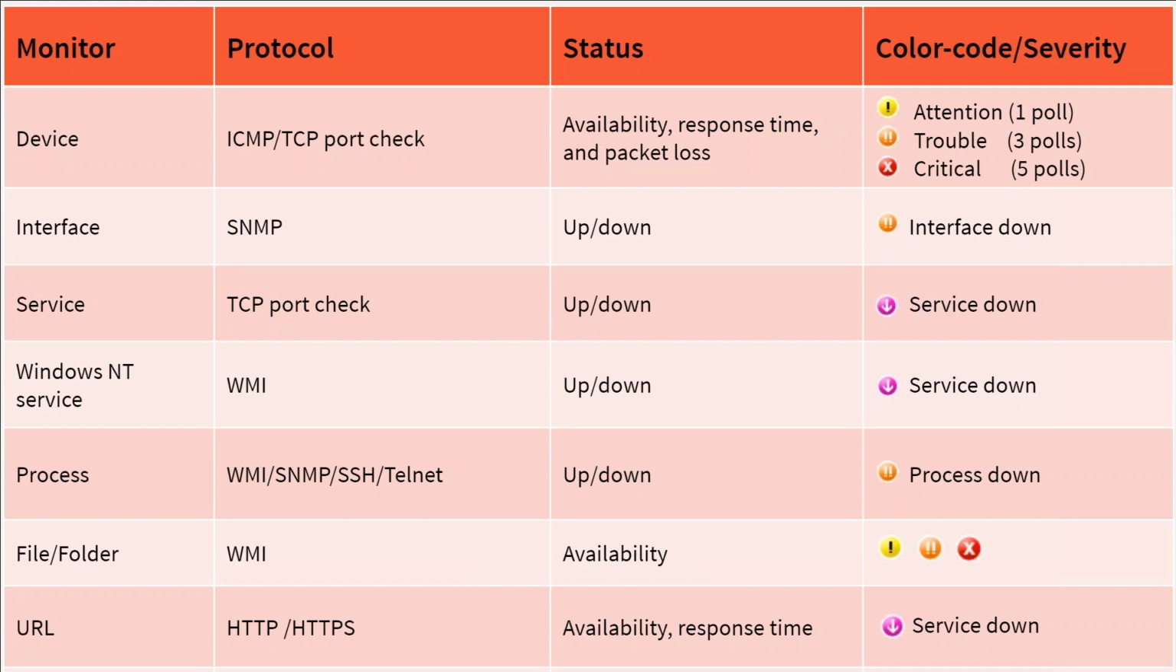And for process monitors, we use multiple protocols based on the device on which the process runs. For Windows machines, we use the WMI protocol, and for others, we have SNMP, and for your Linux or Unix machines, we have SSH or Telnet protocols, which can be used to have your process monitored in OpManager to know whether the process is up or down. Also, we have file and folder monitors, which can be done with the help of the WMI protocol.